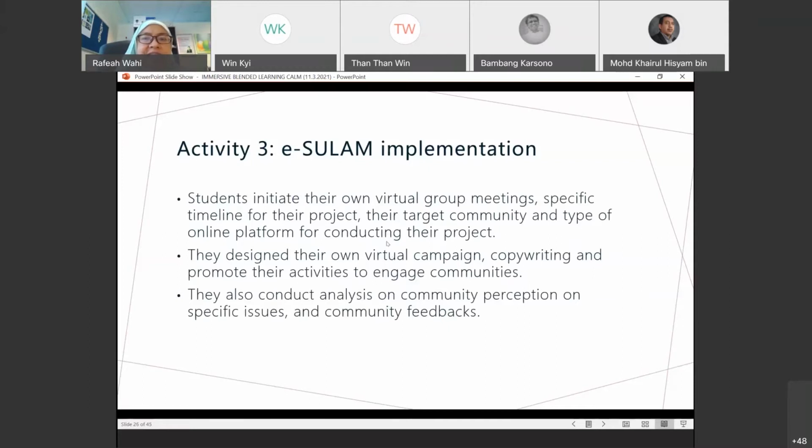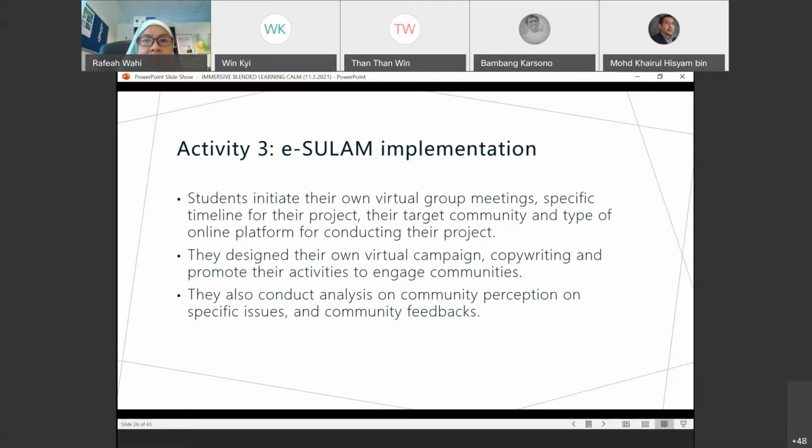And this is another activity, e-SULAM implementation. We let them initiate their own virtual group meetings, but of course, they need to record their meetings, they need to minute their meetings. We let them have a specific timeline for the project. We don't dictate when to do this and when to do that. We just mentioned that the campaign for e-SULAM is from the 1st of July until the 30th of July. So it's up to your group to manage your timeline, to set your timeline, and to delegate tasks to all the group members.